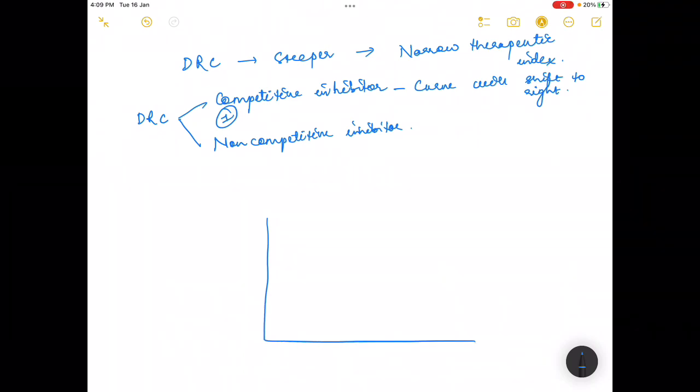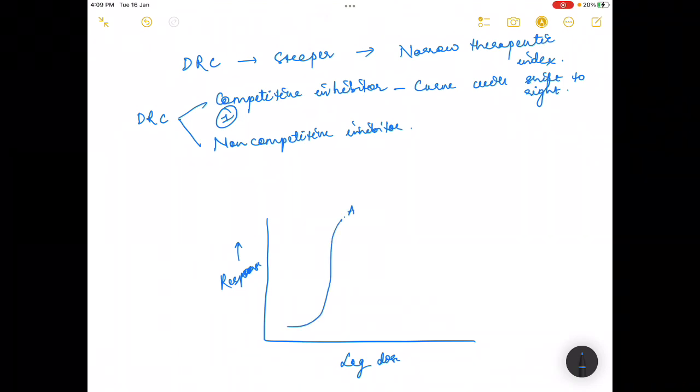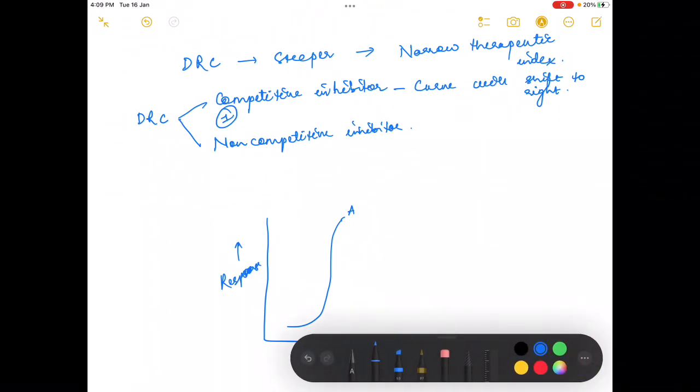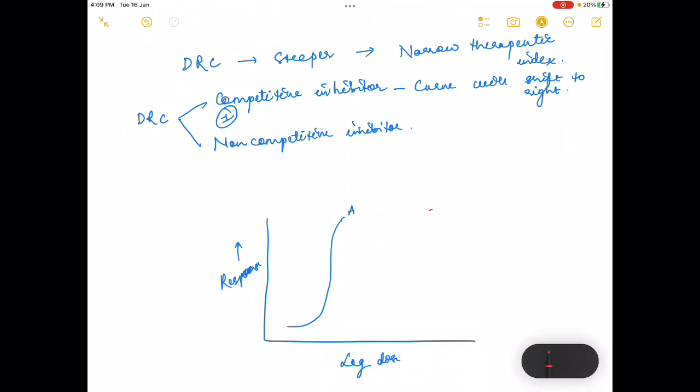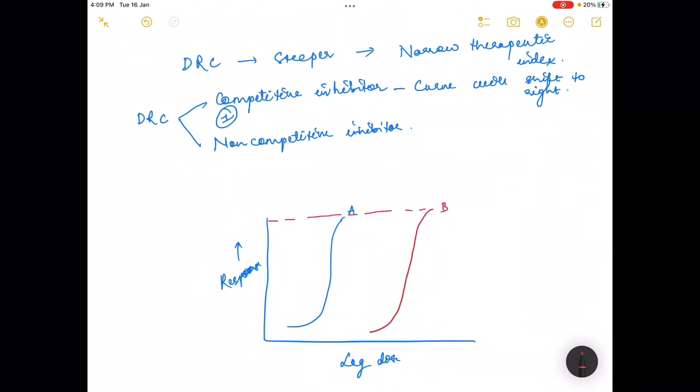Okay, so suppose we plot log dose and response curve. So this is, suppose for example, A is the drug, we give another drug which is a competitive inhibitor of this drug A. So the curve of this will shift to the right.